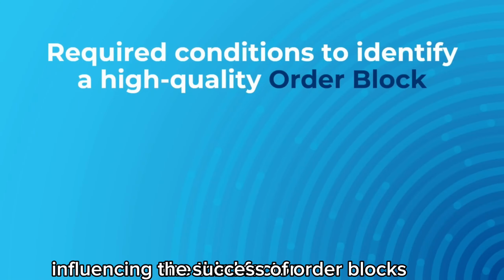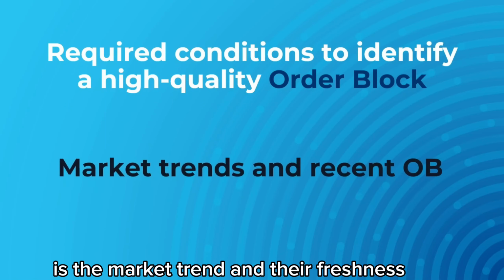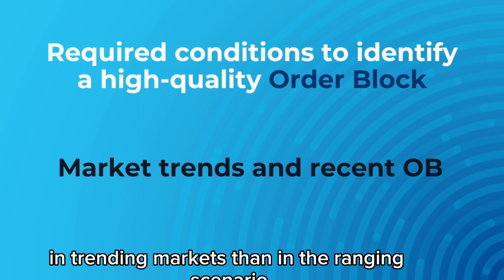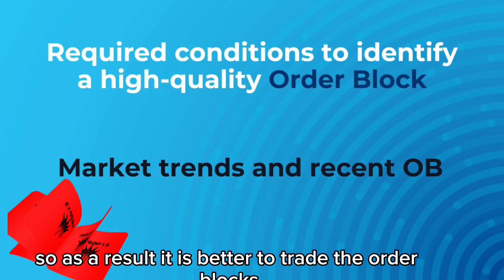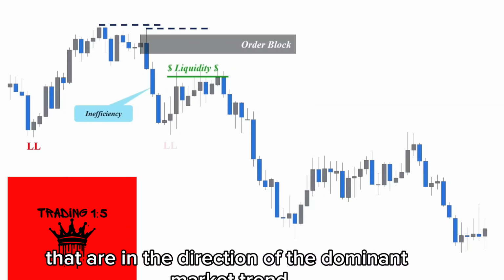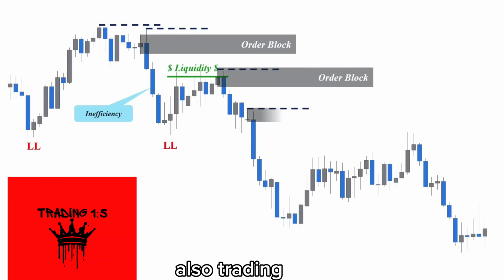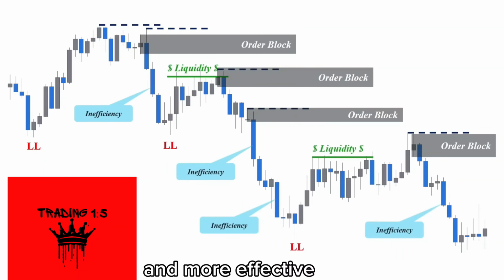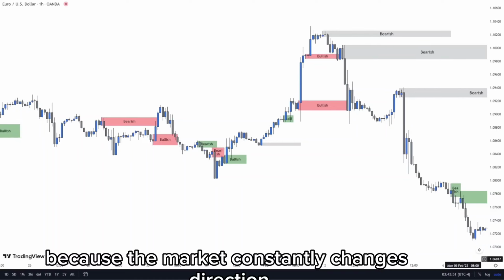The third factor influencing the success of order blocks is the market trend and their freshness. Order blocks have a higher success rate in trending markets than in the ranging scenario. So as a result, it is better to trade the order blocks that are in the direction of the dominant market trend.